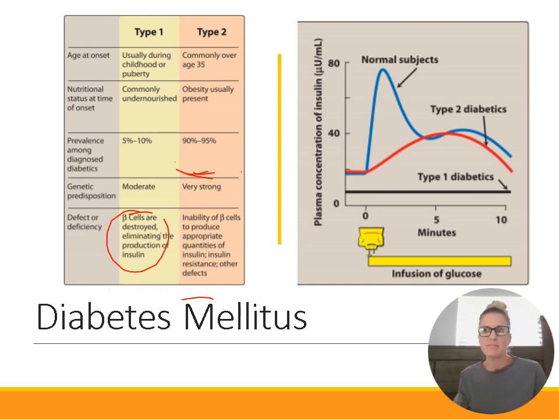Remember, there's diabetes mellitus and diabetes insipidus. They're both associated with polyuria. Diabetes insipidus has nothing to do with blood sugar, right? Remember, that's when the person doesn't have ADH and they're unable to regulate their urine and they produce a lot of urine. So don't confuse the two. This is diabetes mellitus that's associated with hyperglycemia or high blood glucose.